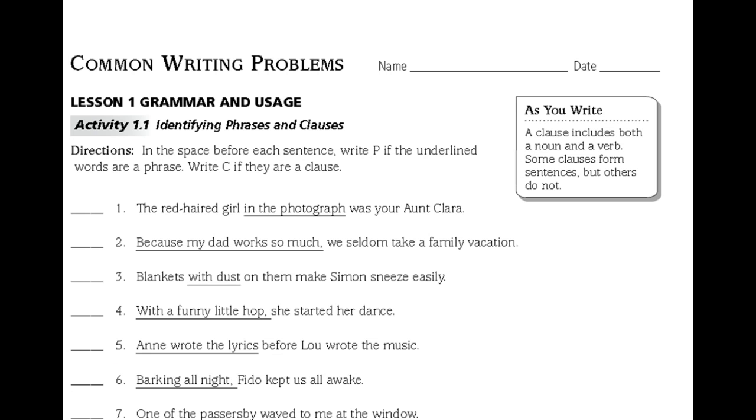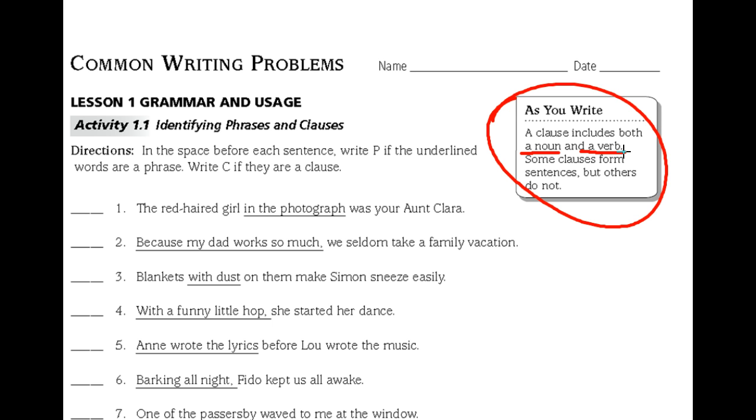On the first side of the handout is identifying phrases and clauses. Now it's important to remember the difference between a phrase and a clause. Earlier this week we learned that a clause includes both a noun and a verb. Some clauses form sentences, such as independent clauses, some do not. And a phrase is a group of words that is missing either a subject or a verb.